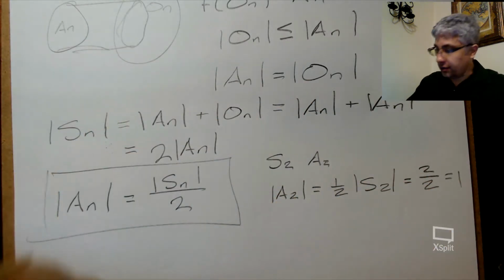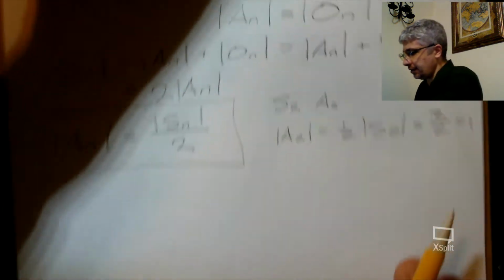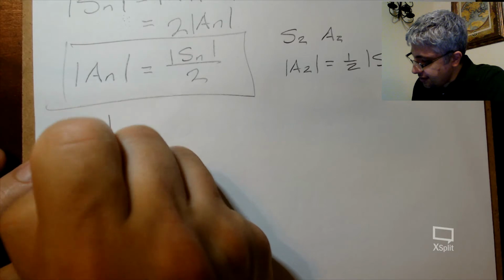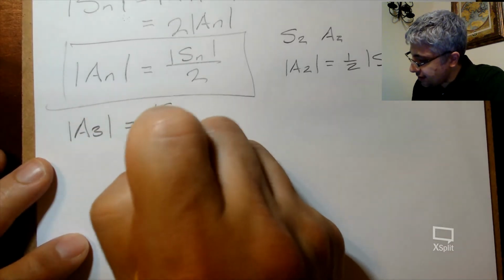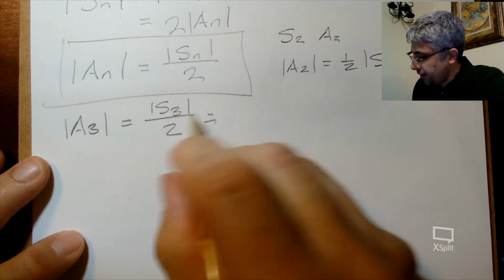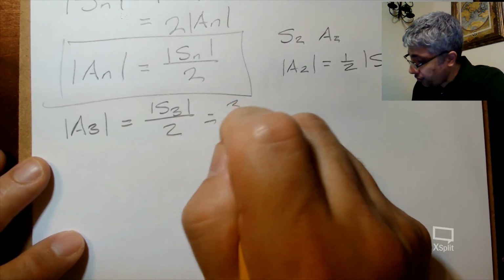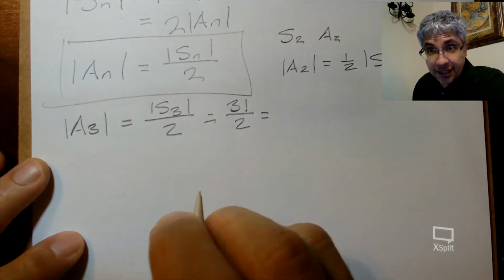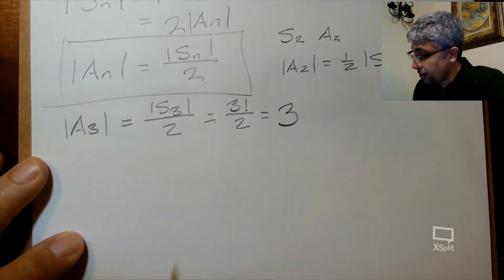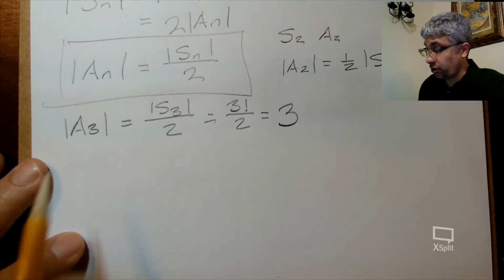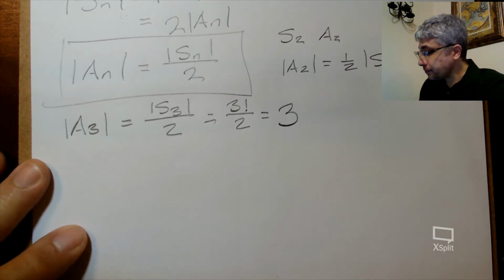Okay, let's look at the next possible case. Let's look at the size of A3. So this is saying that the size of A3 is the size of S3 over 2, which is going to be equal to, well, we know this is 3 factorial over 2. So this is 6 over 2, which is 3. So there should be exactly 3 elements in the alternating group A3.